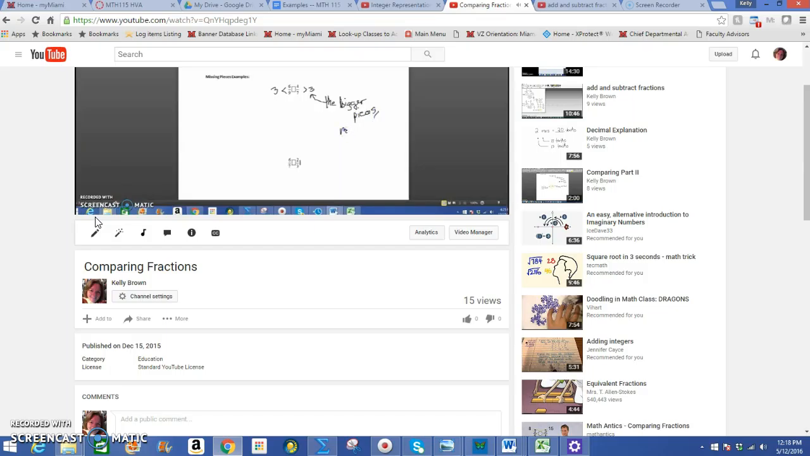So if those are bigger pieces, then this pizza, if we're going to keep going with the pizza analogy, is missing more than the other pizza. And if it's missing more than the other pizza, then that makes this the bigger fraction.